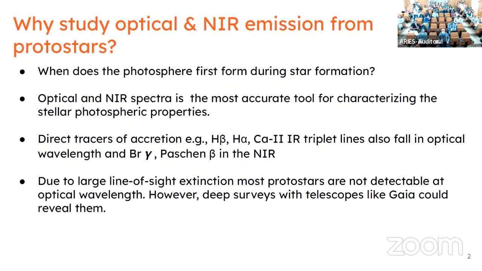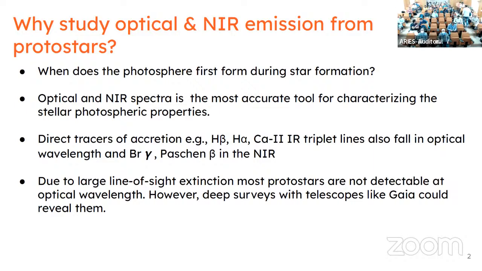Before we talk about detecting protostars at optical wavelengths and their photospheres, let's see why we want to study them at optical wavelengths. One of the fundamental questions in star formation is, when does the photosphere first form? The best way to detect a photosphere is using optical and near infrared spectroscopy. This has long been done for pre-main sequence stars and even main sequence stars. However, the detection of photospheric features at optical wavelengths for protostars has not been very well done. There are only a handful of examples where spectra at optical wavelengths have been taken for protostars. So in this talk, our main aim is to increase that number of optically detected protostars.